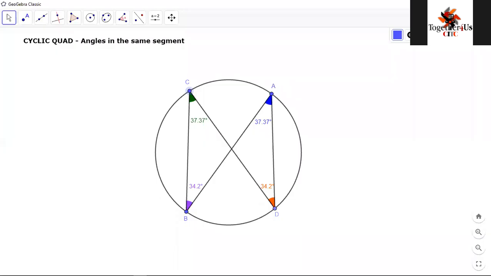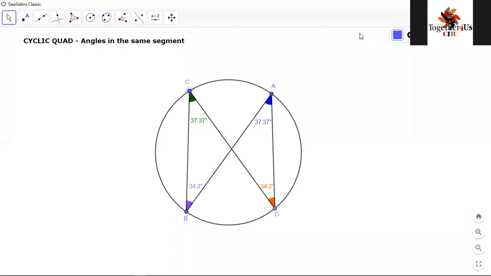Welcome back, guys. In this video, as promised, we are now looking at another case of relationships of angles within a cyclic quad. Remember in the previous video we spoke about opposite angles. Now we are going to discuss angles in the same segment. Let me just remind you of what we meant about angles in the same segment.